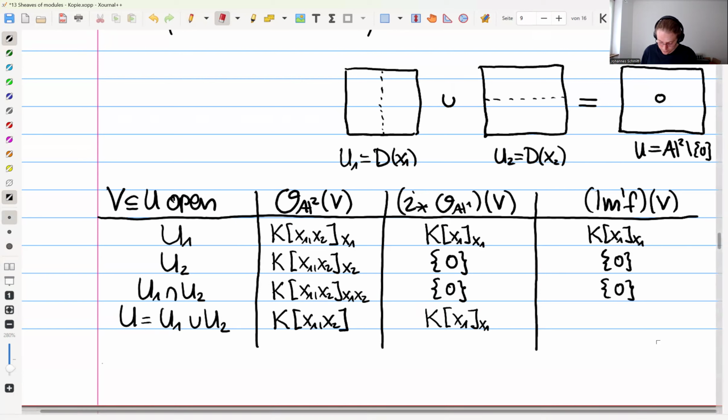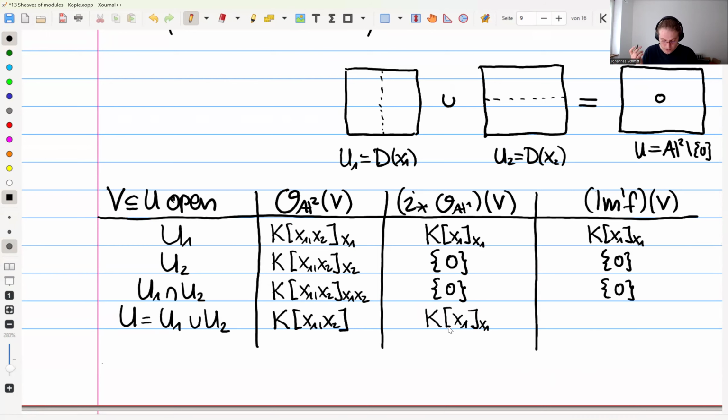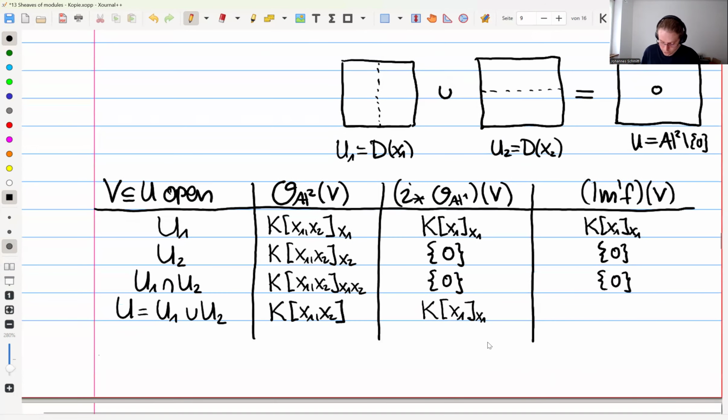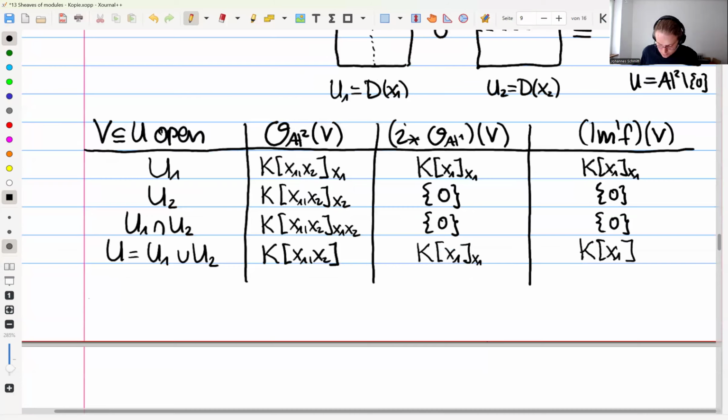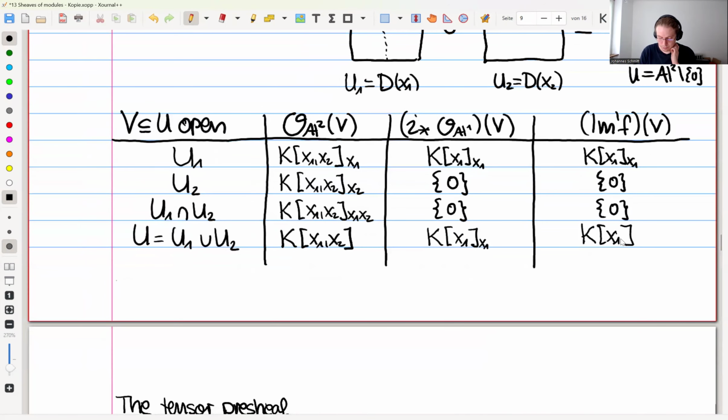And then again, the interesting part here is that we have a map from here to there, setting x2 to be 0. And this map is not surjective, right? Because on this side, we don't allow dividing by x1. So the image of this map in here, you just set x2 to be 0, so it's just the image of k[x1] inside this localization. It's an injective map, so you just get k[x1]. Like this.